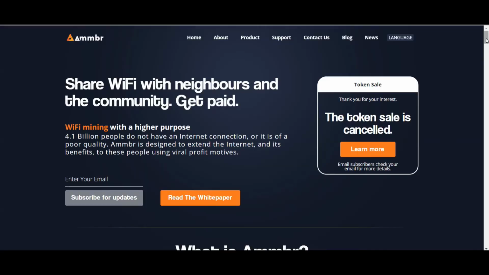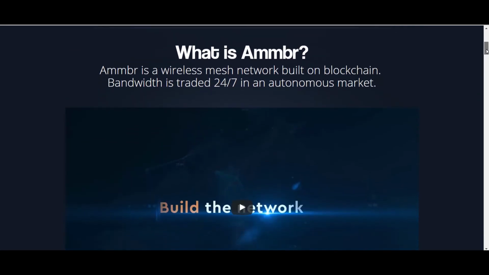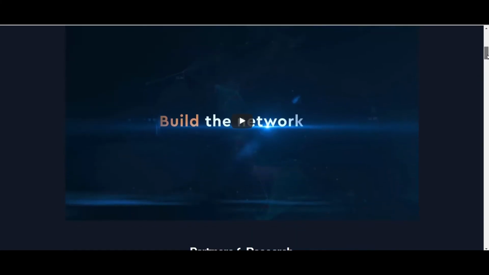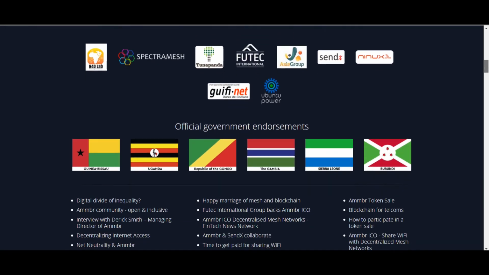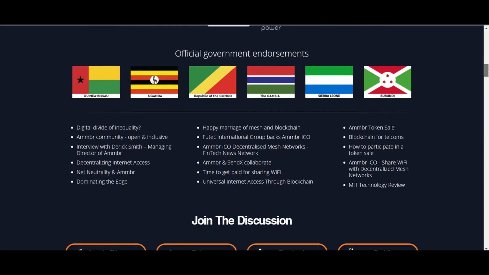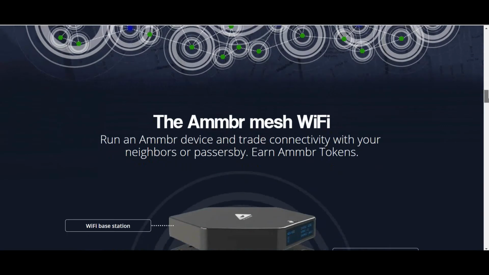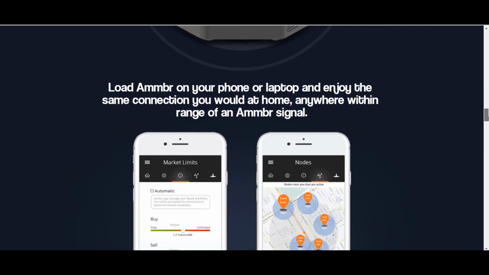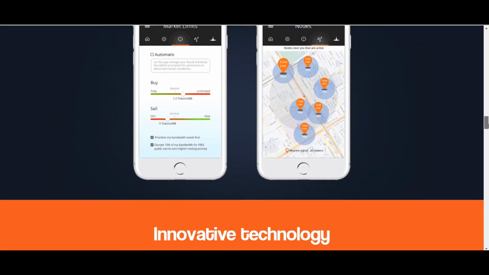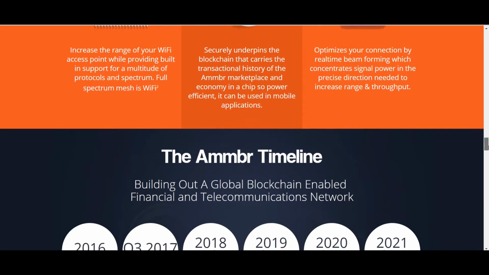Also utilizing the Rivetz dev kit is Amber, which offers a decentralized Wi-Fi tokenized economic paradigm, which has won multiple endorsements from African nations. Amber is also integrating Rivetz into their awesome technology. And we are very much expecting to see this list get bigger and bigger of projects that will decide to integrate with Rivetz.